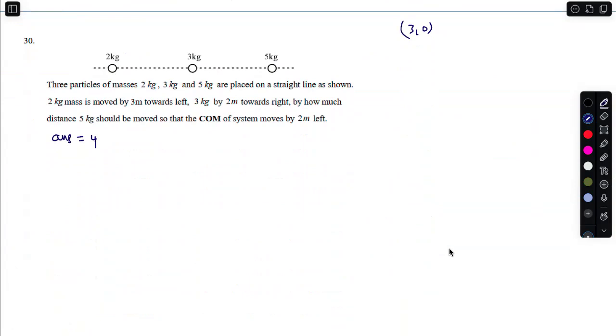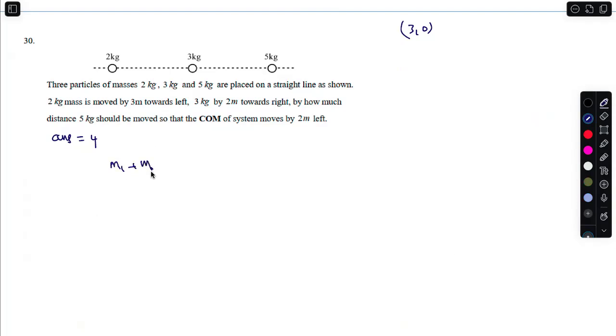Three particles of mass 2 kg, 3 kg, and 5 kg are placed on a straight line as shown. The 2 kg mass is moved 3 meters towards the left, and the 3 kg mass by 2 meters towards the right. By how much must the 5 kg mass move? I don't see all these things.